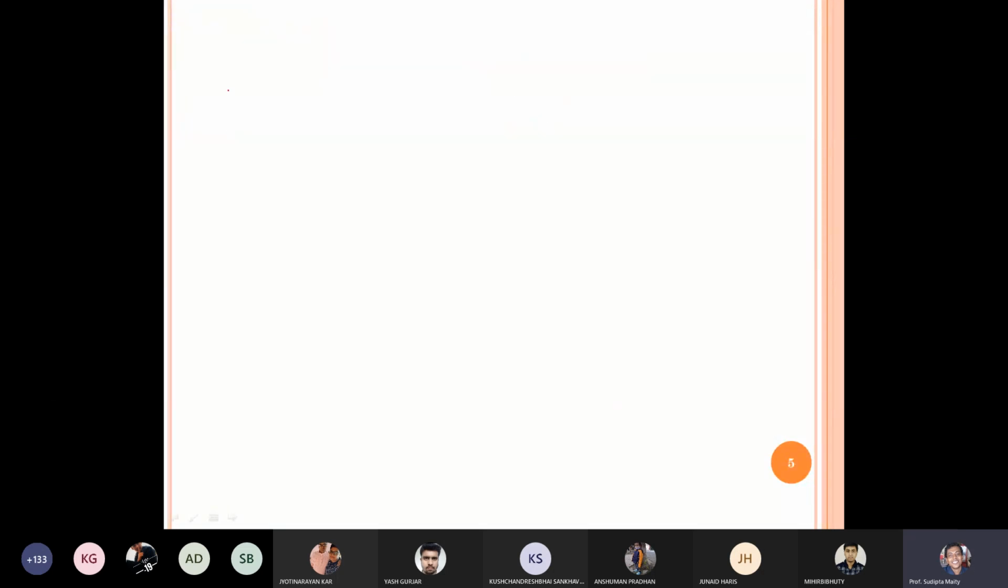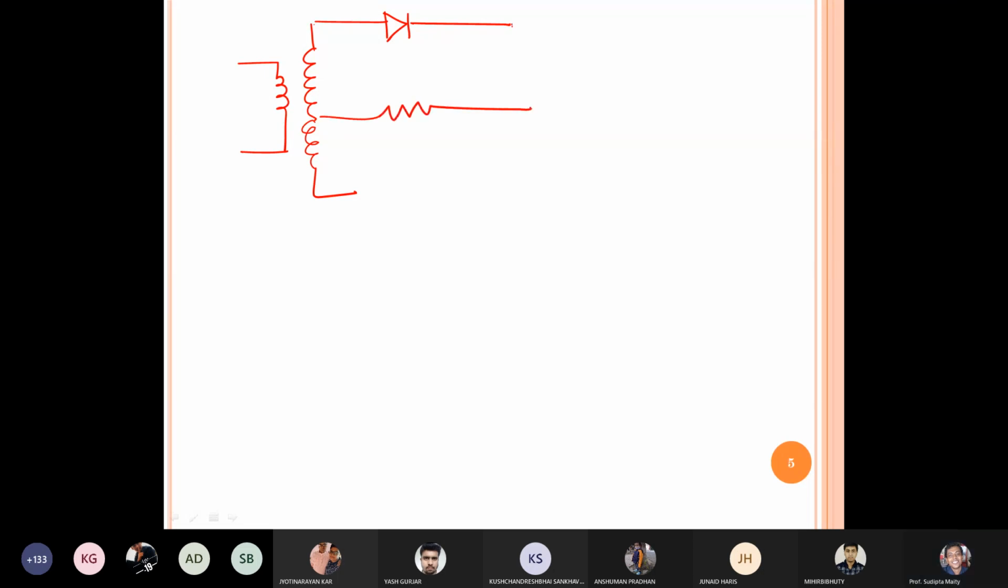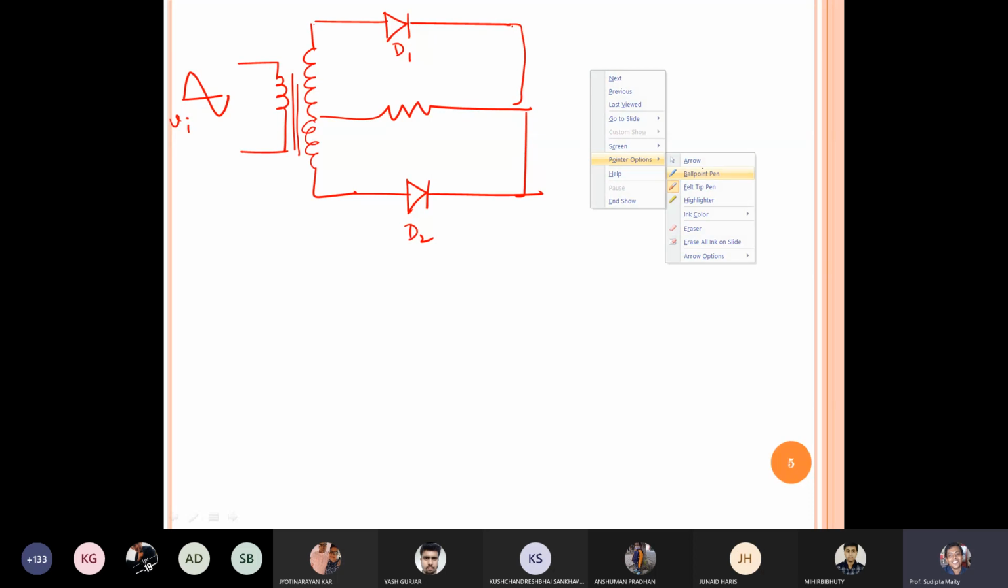Now suppose I have this kind of circuit, then I am using a center tap. Now here I am giving my input Vi. It is my Vi. It is my inductance. So in this case, this diode D1 and this diode D2. So what will happen? Let's try to investigate.